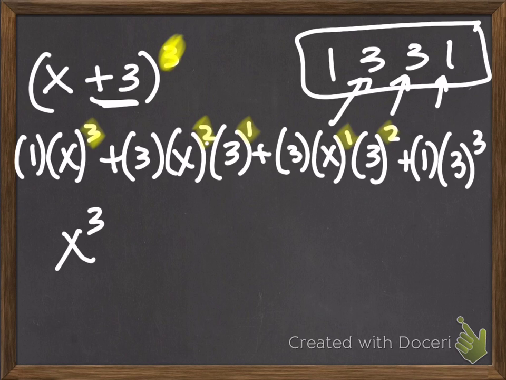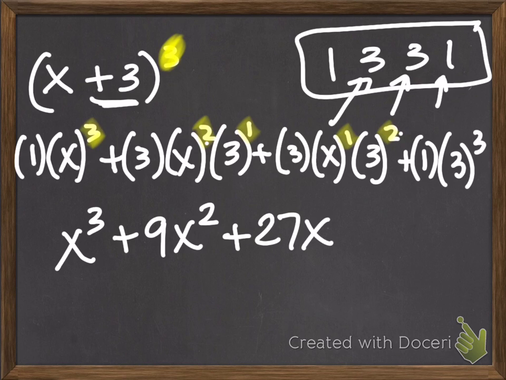So your answer for this would be x cubed. And then we have 3 times 3 in this one, so plus 9x squared. 3 squared is 9, times 3 is 27, so 27x. And then 3 cubed is plus 27.